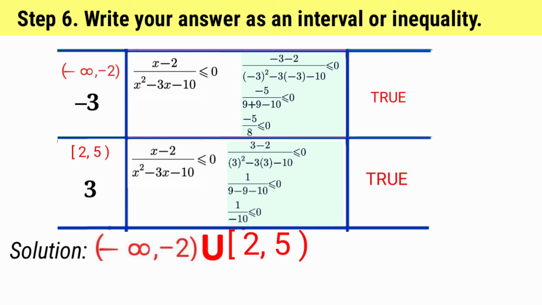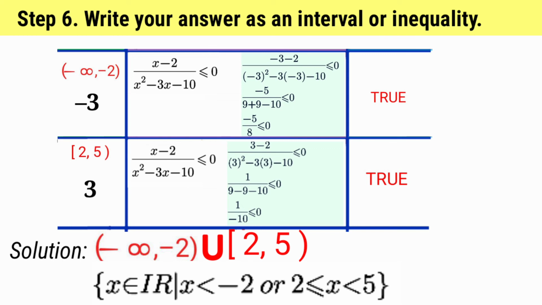Another way of writing the solution is using inequality notation. So x is our solution: x is an element of the real numbers such that x is less than negative 2 or x is greater than or equal to positive 2 and less than 5. This is the solution of the given rational inequality.